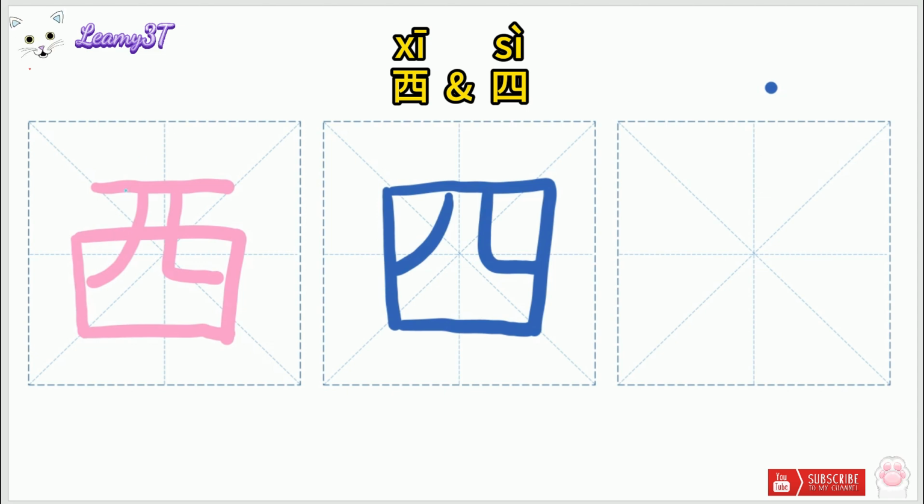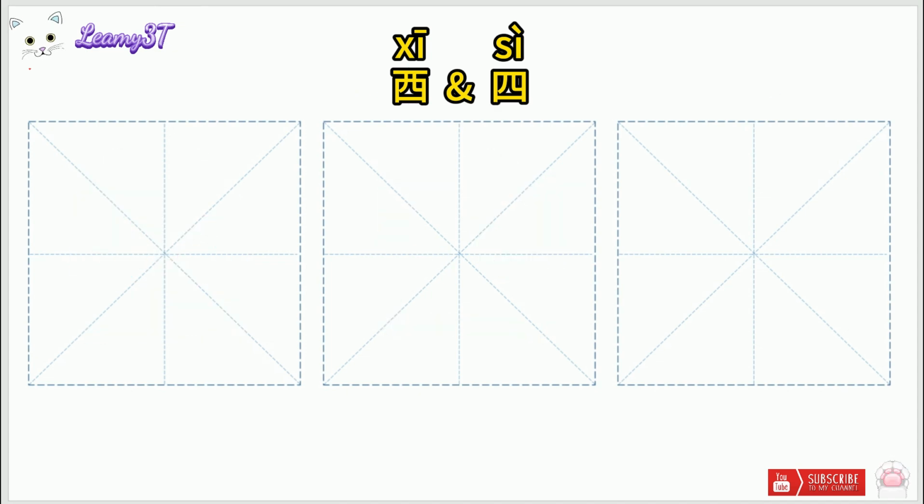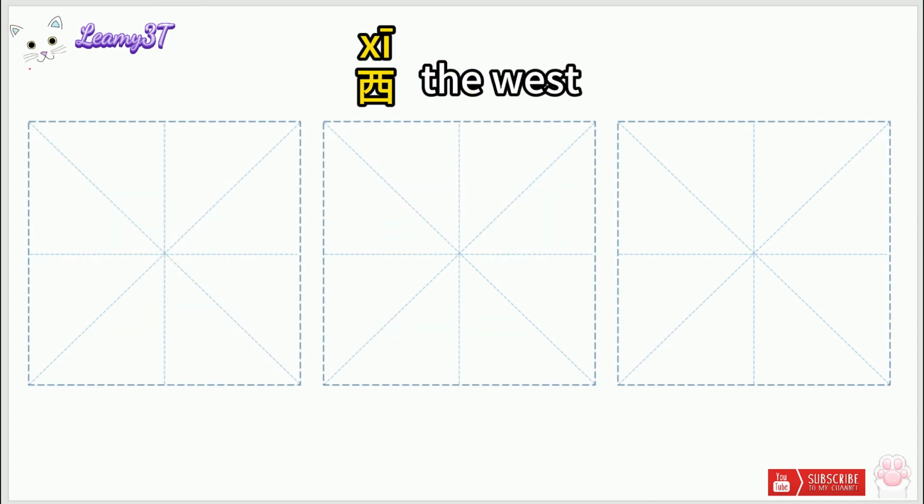You see the difference? The inside 2 strokes went through, and they both connect to the top heng. However, 四, no, they are not connecting. Should connect here, here, here, and here. Here and here, you don't have to connect. I personally like to do this. So now let's write 西 again. 西 can mean the west. Different meaning from number 4.